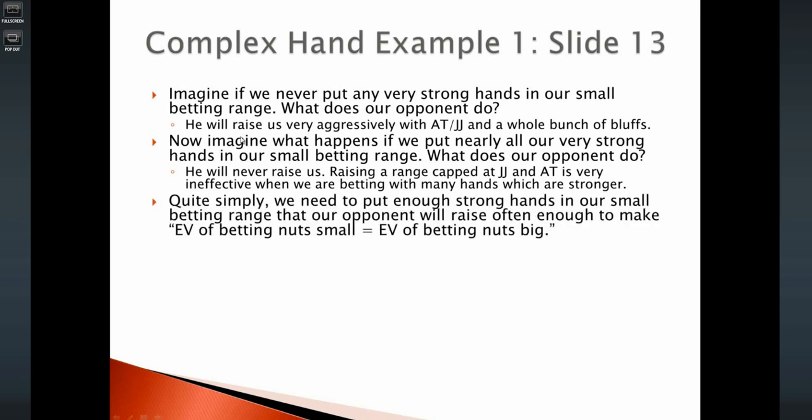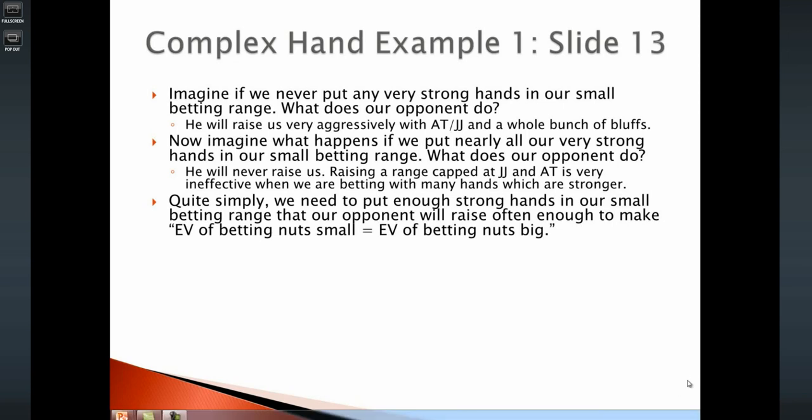Quite simply, we need to put enough strong hands in our small betting range that our opponent will raise often enough to make the EV of betting the nuts small equal the EV of betting the nuts big. So, if I'm saying I think we should bet the nutted hands big sometimes and small sometimes, I am by definition saying the EV must be equal. Because if the EV wasn't equal, I would always take the more plus EV line. And if I'm telling you, no, wait a second, you should bet your 2 pair small sometimes and then big sometimes, then by definition, the EV must be the same.